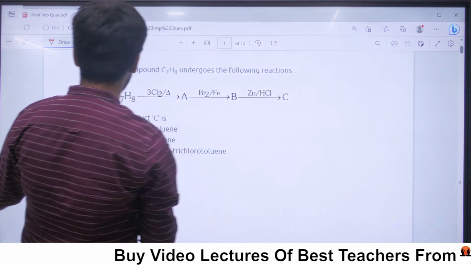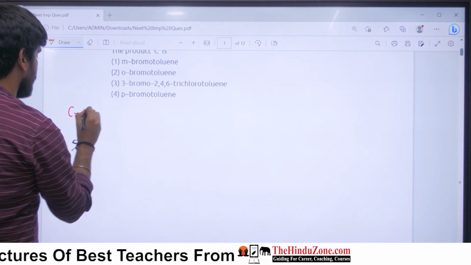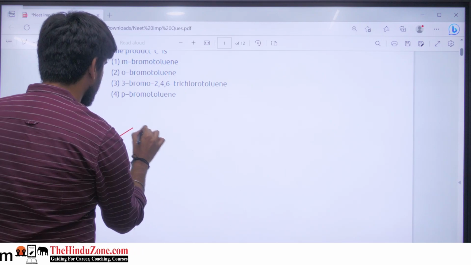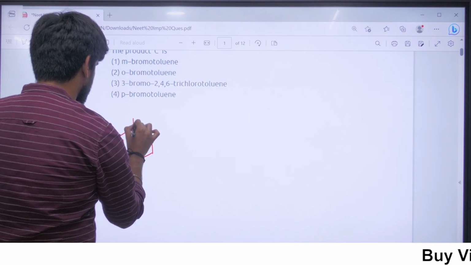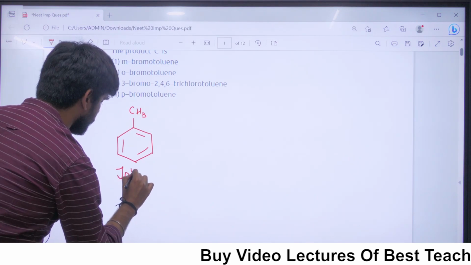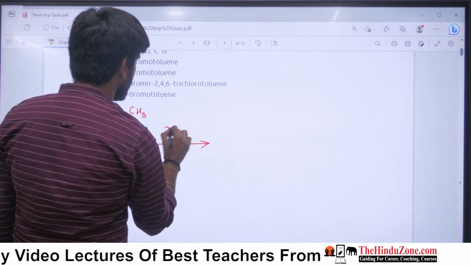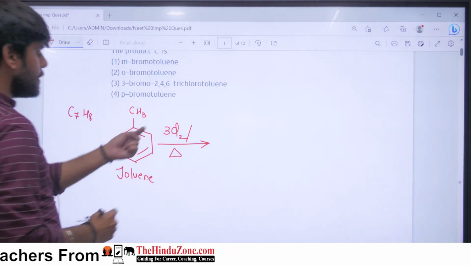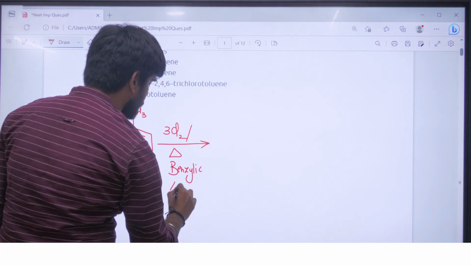So C7H8 is basically, when the carbon is more than 6, always look for a benzene ring. This is your C6H5CH3, C7H8. So this is your toluene. Now toluene on 3 times chlorination in the presence of heat, this will result in the benzylic substitution. You know this results in the benzylic substitution.